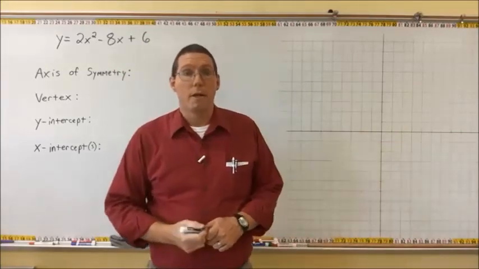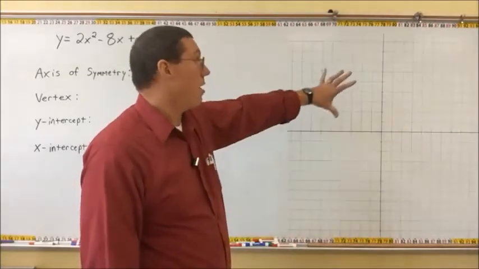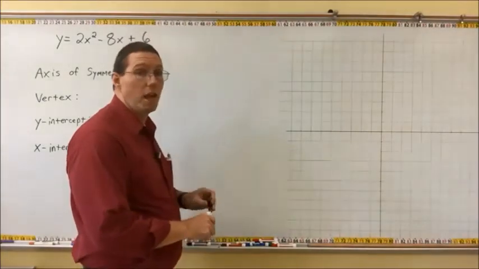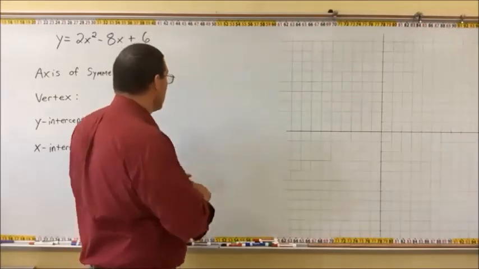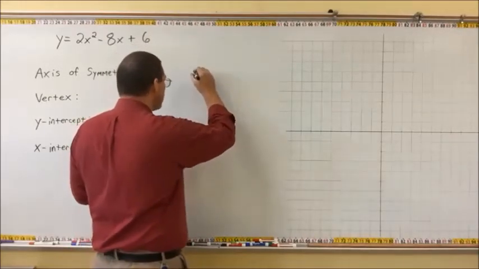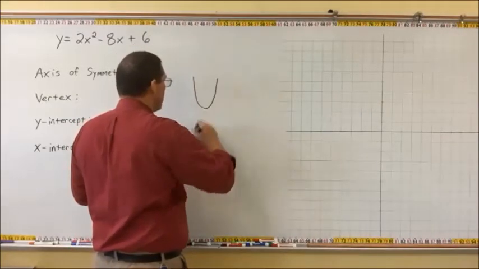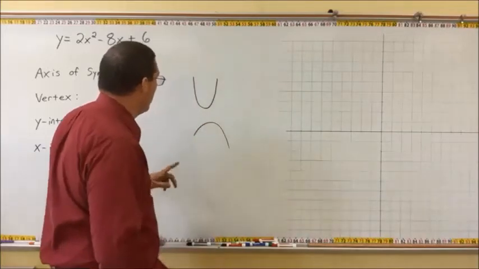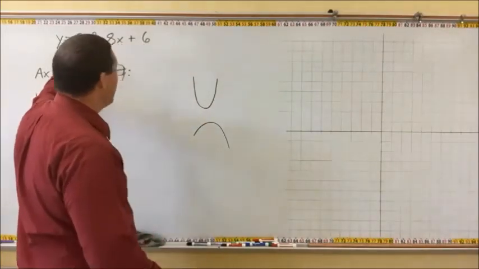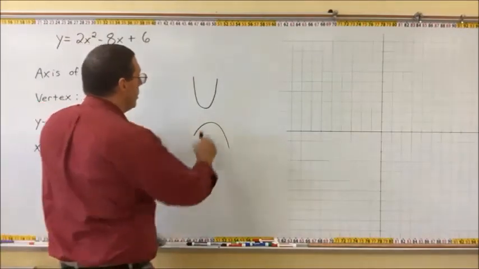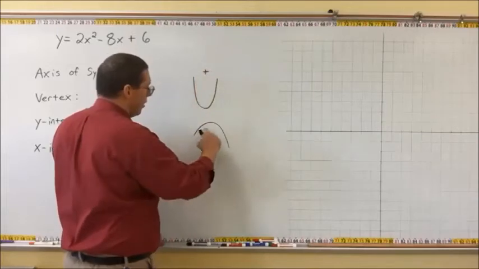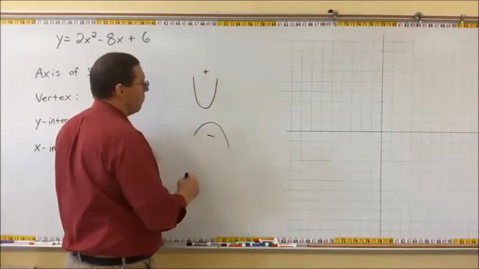Okay? Now, in order to sketch the graph of a quadratic, all quadratics take the shape of what is called a parabola, kind of a U shape. Some of them look like this, and some of them look like this. Now, a quadratic, a second power polynomial, will turn upward if it starts off with a positive, and it'll curve downward if it starts off with a negative.